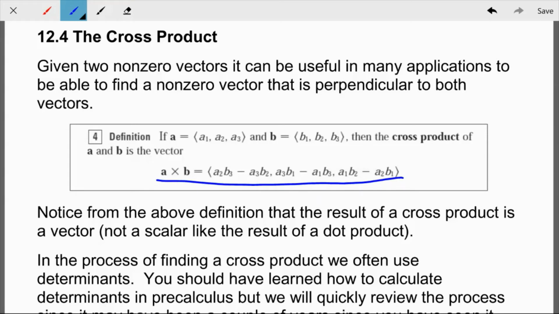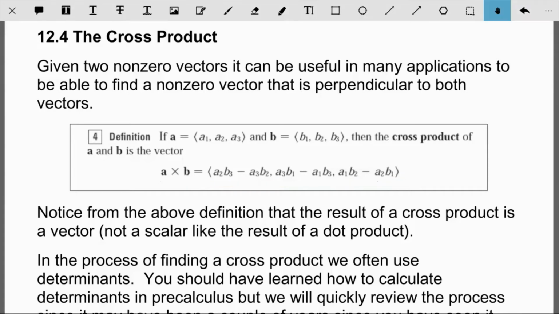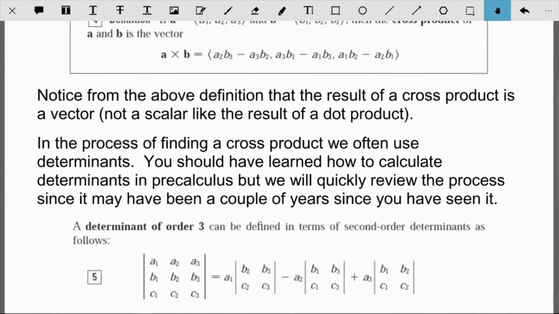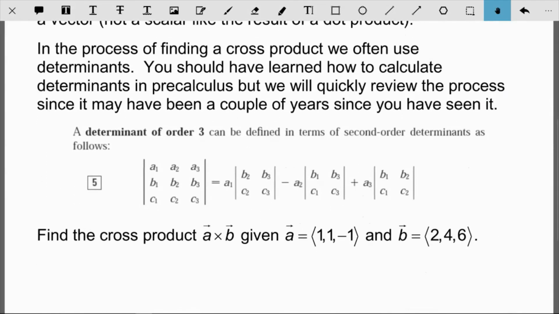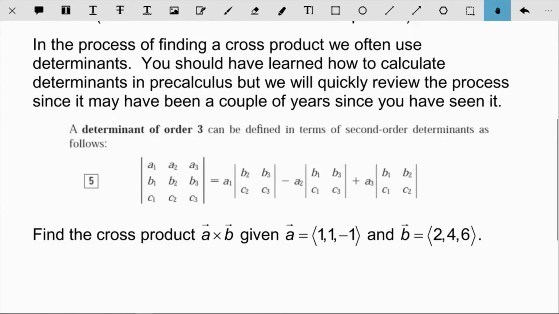So yes, you could remember that. That's not something that's easy to remember. I would prefer you understand how to do this with matrices, and that's what we'll talk about here. So when you find your cross product, you're going to find a determinant of a 3x3 matrix. And that's what we're looking at here.